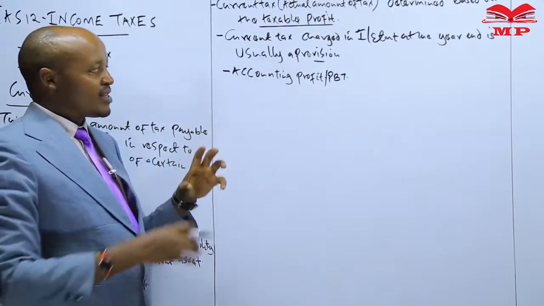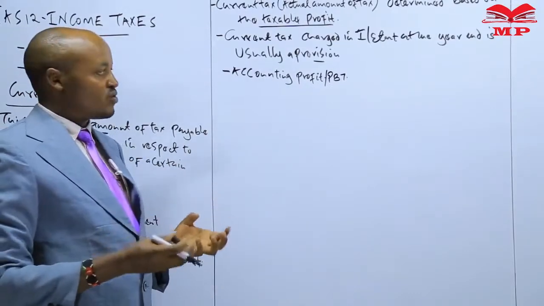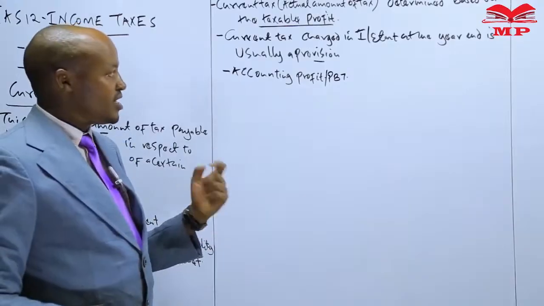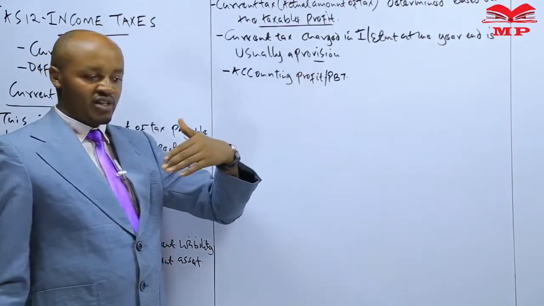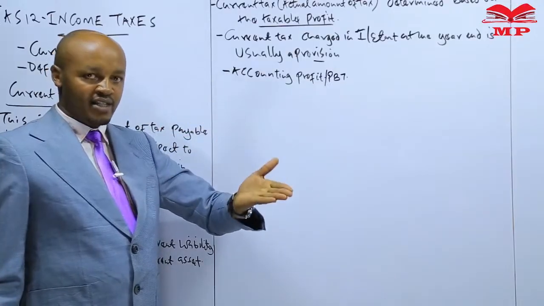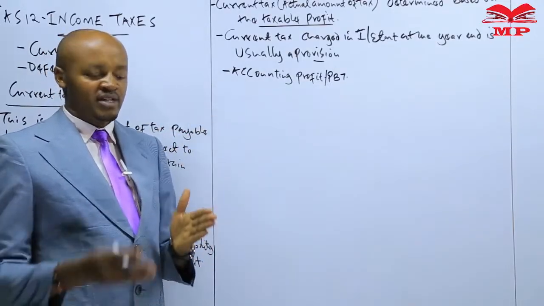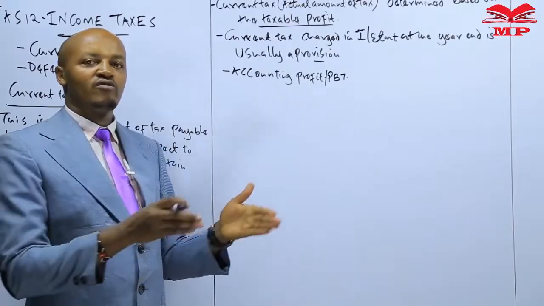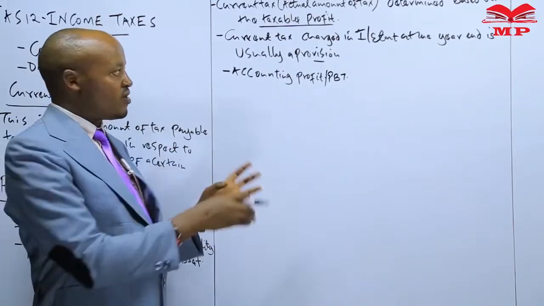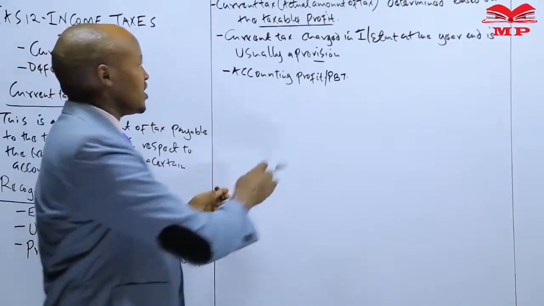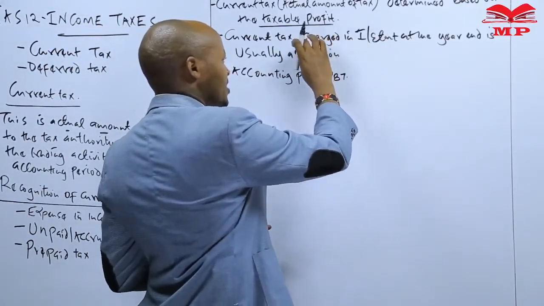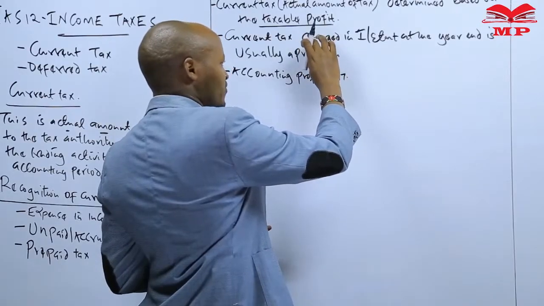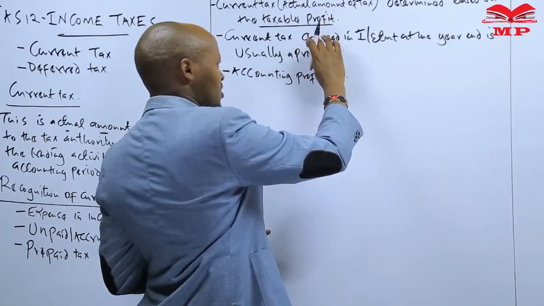And therefore, that particular amount of tax which we provide for in the income statement will actually be a provision, because the taxable profit can only be determined after the preparation of the income statement. So it is very important that this amount of current tax which we charge in the income statement is not the actual amount of tax which will be paid, but rather a provision.